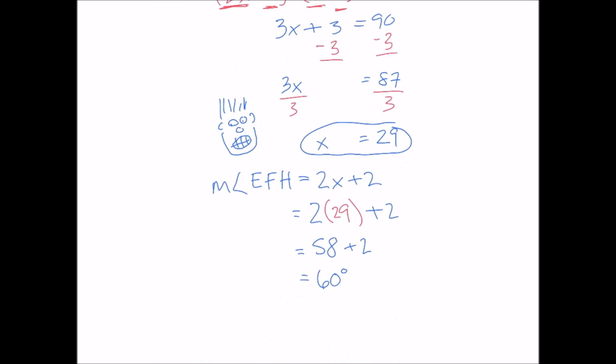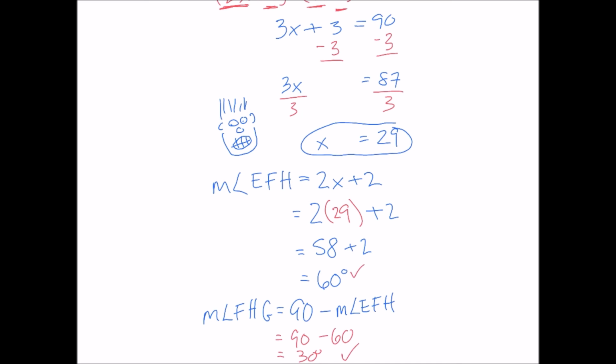Let's just go back and write that down. So measure of angle FHG is 90 minus the measure of angle EFH. So 90 minus 60, so 30 degrees for the other angle. And we're done.